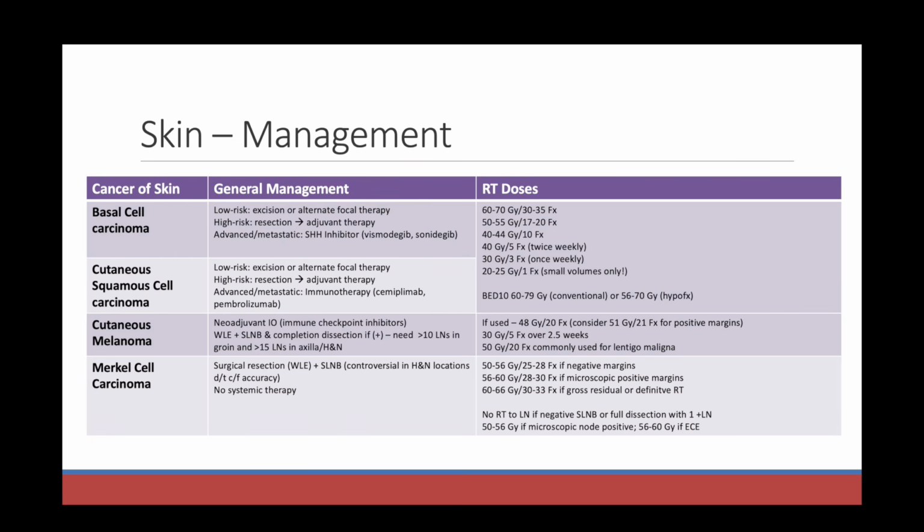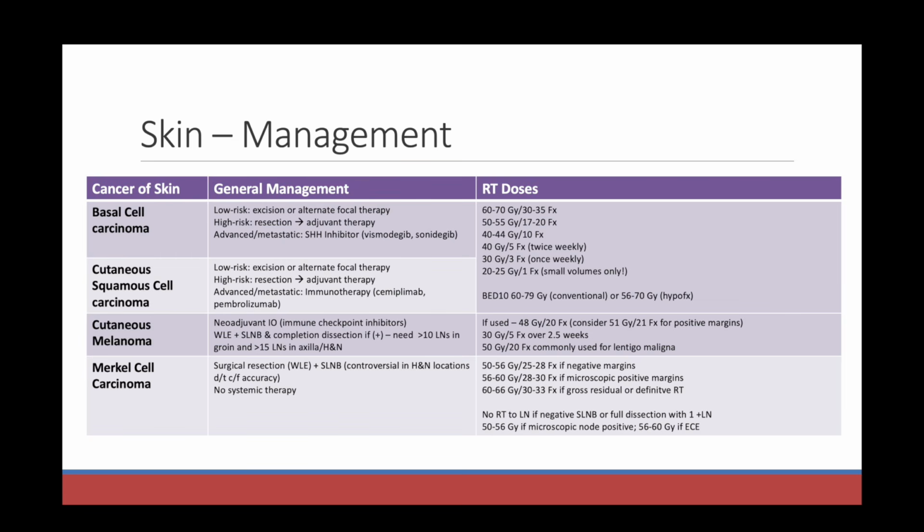So I think that if this comes up on the board exam, it might be a locally advanced basal or cutaneous squamous cell cancer, probably cutaneous squamous cell because those tend to be more aggressive tumors. And the management will probably be surgery, and then they'll have high-risk factors that make you want to give adjuvant radiotherapy. And the doses are very, very similar to what we do for adjuvant radiation for the head and neck, which is somewhere on the order of 60 to 66 gray.